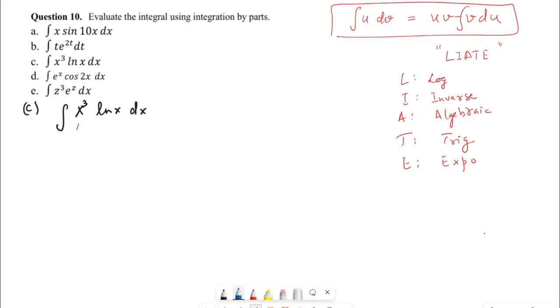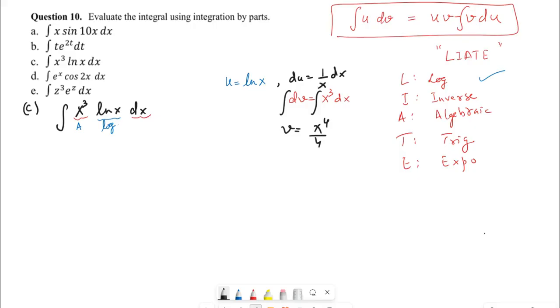The first function is algebraic function. The second function is log function, right? Log function comes first. That means u is equal to natural log of x. The remaining function with dx attached, dv, is x cube dx. For u, we need to differentiate. du would be 1 by x dx. And for dv, we need to integrate. v is equal to x to the power 4 by 4.